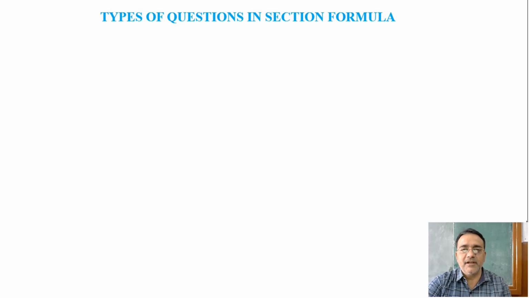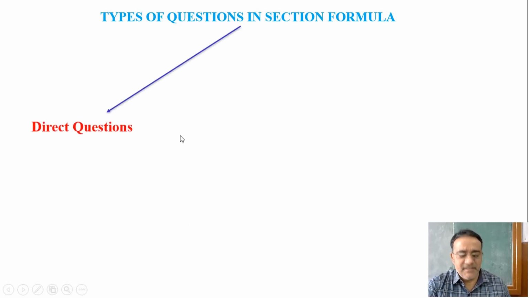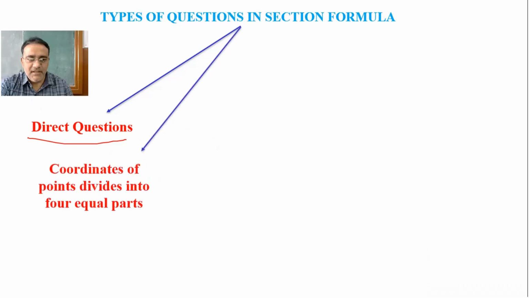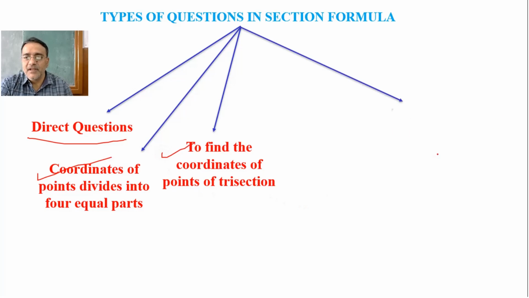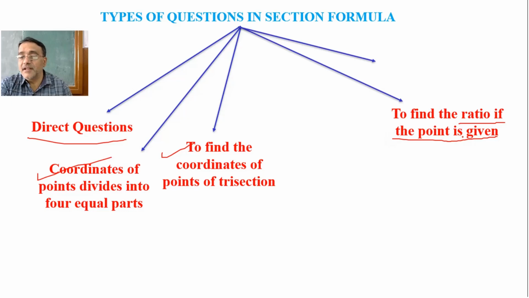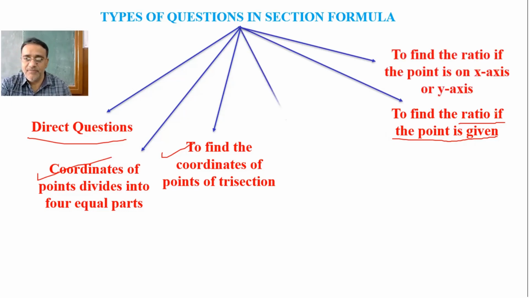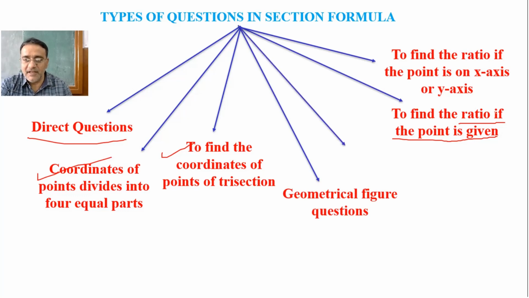So let us recapitulate the different types of questions. First is direct questions. In direct questions, the coordinates of the two line segment endpoints will be given and the ratio will be given, and we have to find the coordinates. The second one is coordinates of points that divide into 4 equal parts, and the next one is trisection based questions, and to find the ratio if the point is given, and to find the ratio if the point is on x axis or y axis. Next is geometrical figure based questions and the last one is midpoint formula based questions.